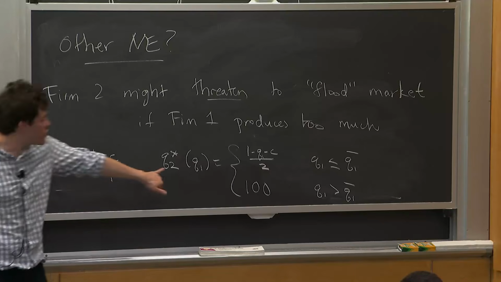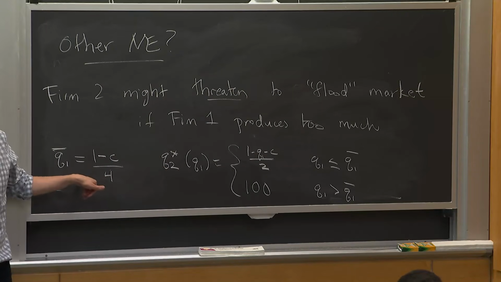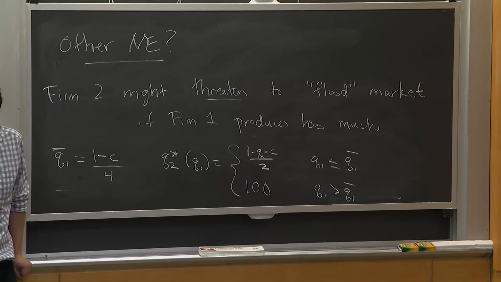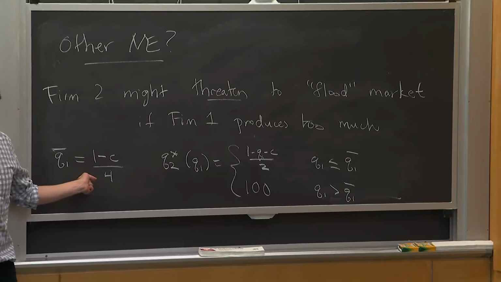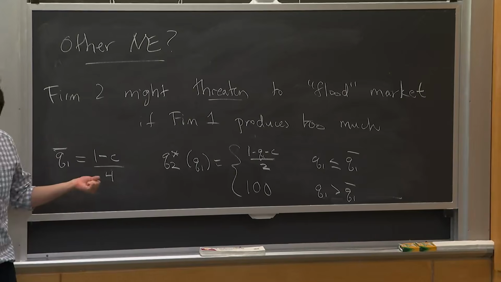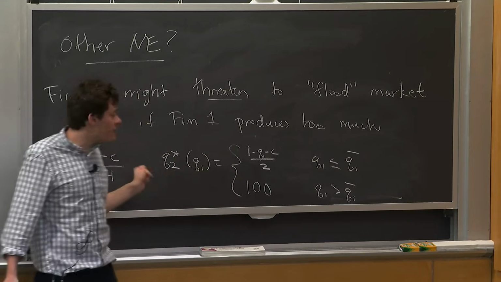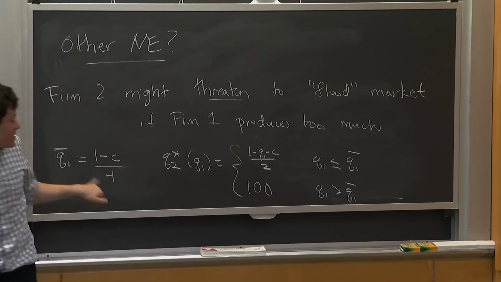So given q2's strategy, why is this the optimal choice of q1? Can anyone explain in words? I mean, we see the math, but can we explain it in words? Well, why don't I want to produce more than this? Yeah? That's the most you can produce without the market getting flooded. Exactly. It's the most I can produce without flooding, and you can check that when the market's not flooded, my payoff is increasing, at least until this point.